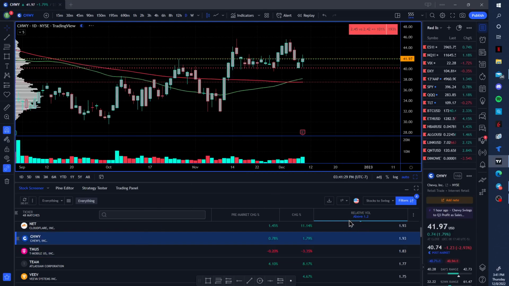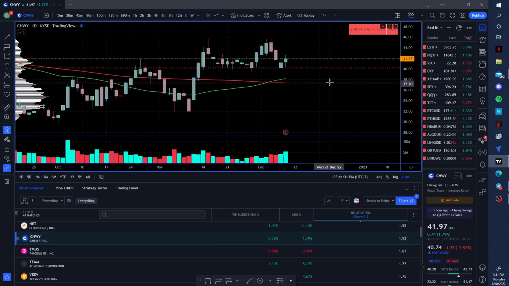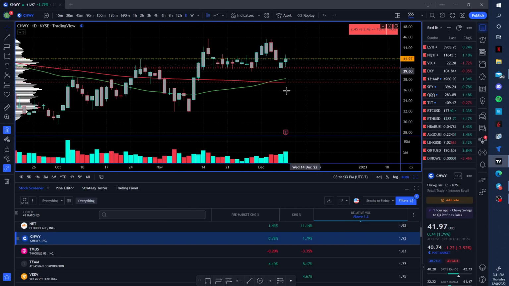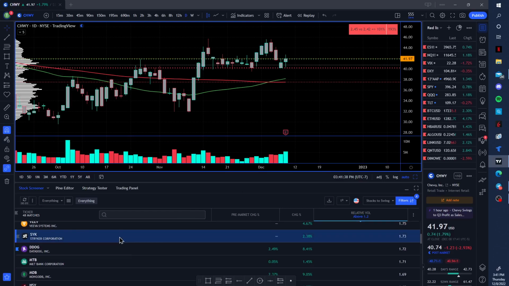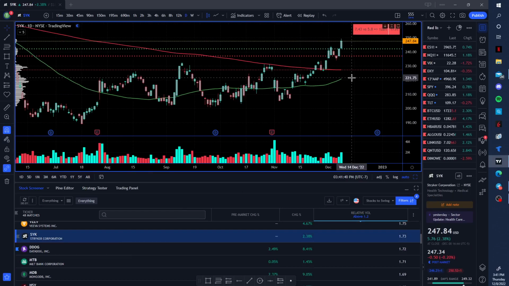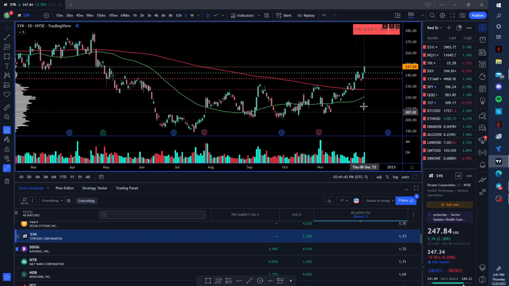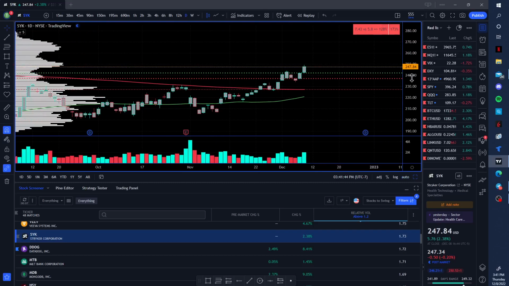What's Chewy look like? Chewy was one that we used to trade, or I used to trade a lot. Looks like they had earnings. Don't want to trade that. Striker. This one had pretty strong volume on the breakout here. You can see that on the daily.